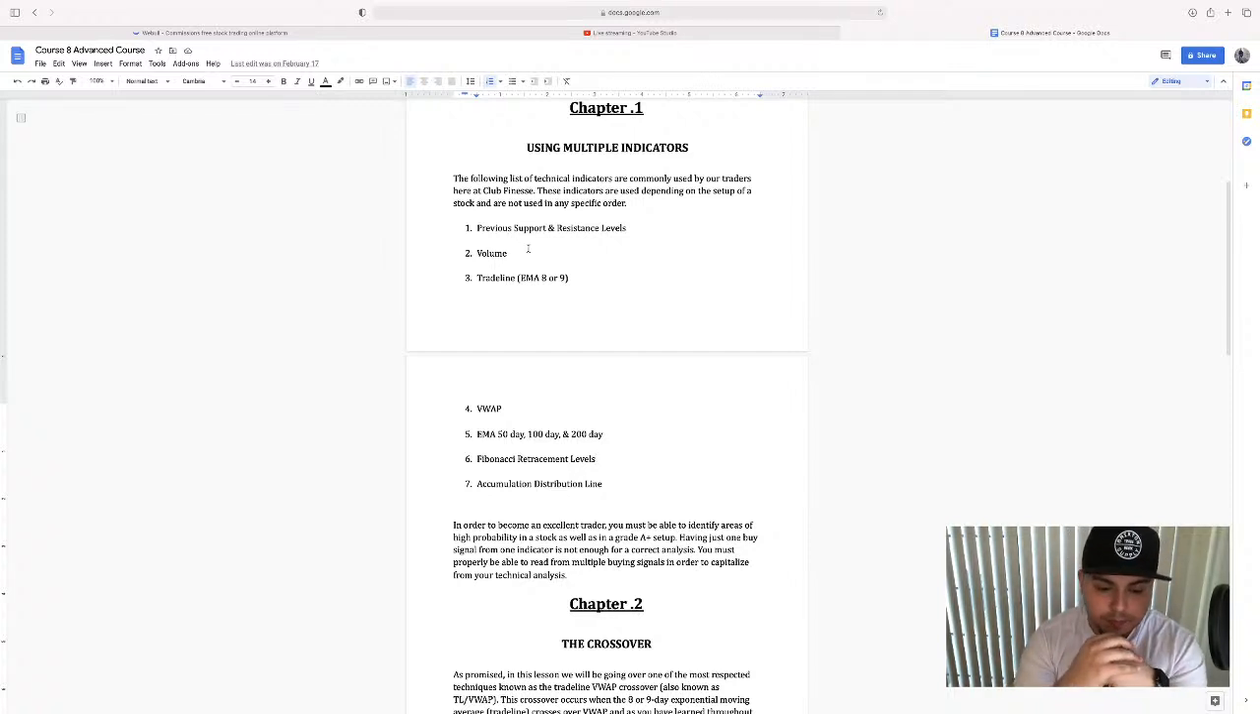Technically, in order to become an excellent trader, a great trader, a profitable trader, you need to have that skill. You need to have that skill to identify grade A plus setups in a stock that has a high probability. And I'm just reading based off of here. Having just one buy signal from one indicator is not enough for correct technical analysis. So you need to have maybe a couple of indicators showing you the same thing.